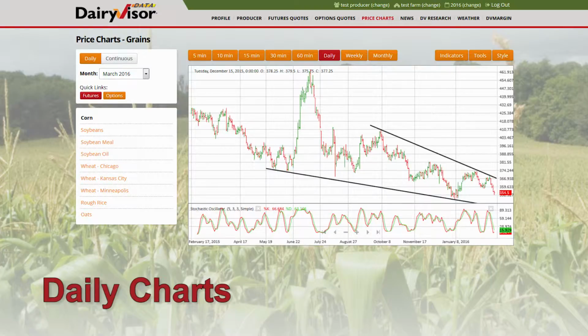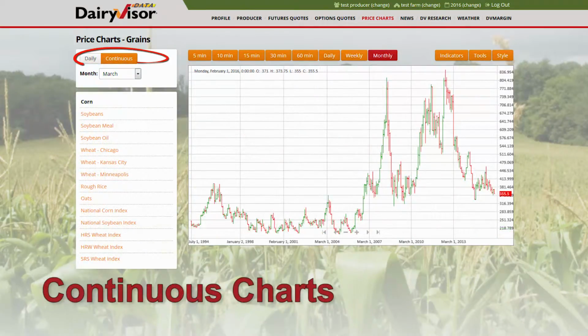Users can monitor individual contracts by selecting the Daily button and the specific contract month from the drop-down. Different time series can be selected by selecting the 5, 10, 15, 30, and 60-minute options, or the daily, weekly, and monthly options. Continuous charts allow the user to view each commodity in a continuous chart and provide the option to view the display as a continuous chart of a specific month by selecting the desired option from the drop-down.